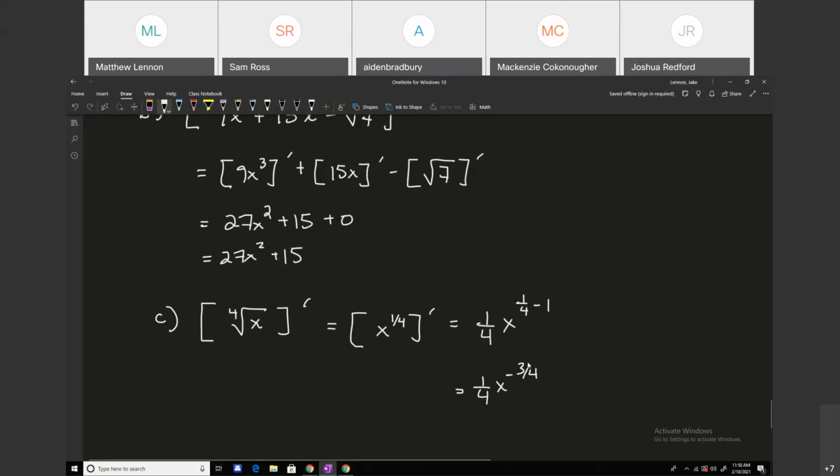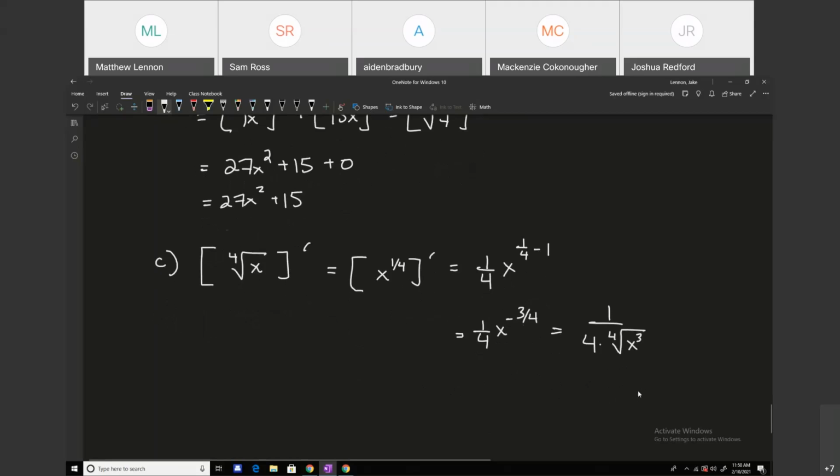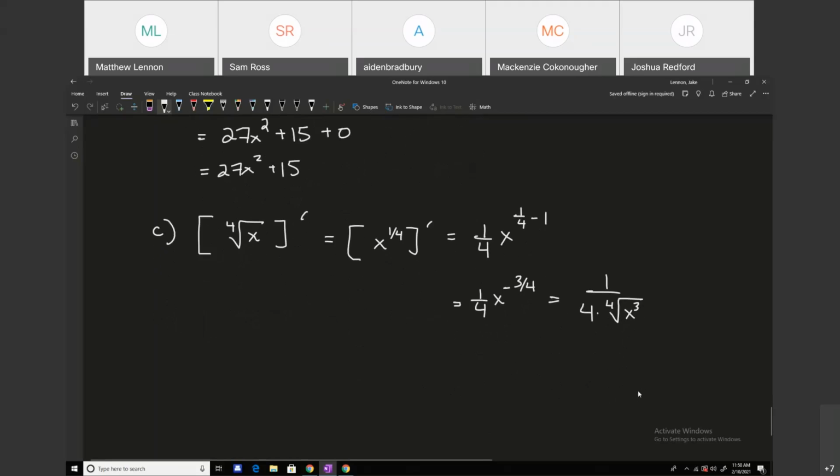If you want to rewrite that in radical notation, you could try and practice that. That would be 1/4 times the 4th root of x cubed. I won't typically require that, but sometimes you'll see it in, say, answer keys. A lot of times they'll rewrite things using radical notation.